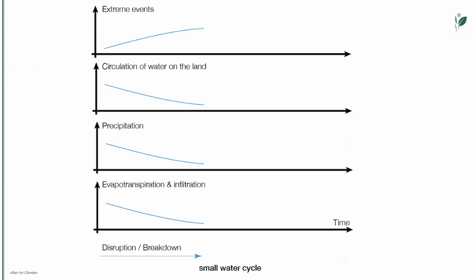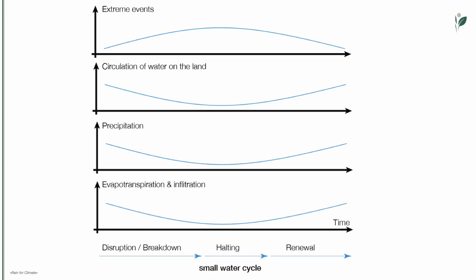The trends are clear. We are facing a constant increase in extreme weather events, a decreasing circulation of water on land, a reduction in precipitation or negative distribution of precipitation patterns, reduced evapotranspiration and water infiltration into soils and groundwater. These developments indicate the disruption of and partial collapse of the small water cycle. A new water paradigm, a fundamentally new way of working with water, could halt and even reverse these disturbances we are seeing and lead to a renewal of natural patterns.